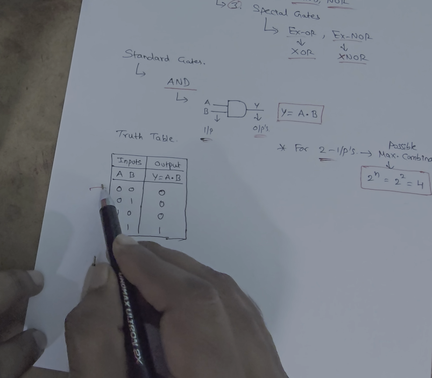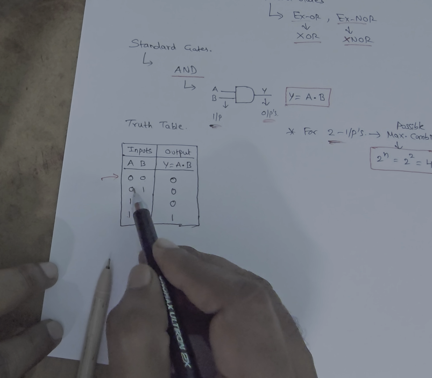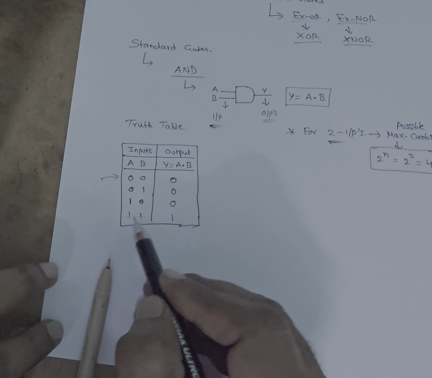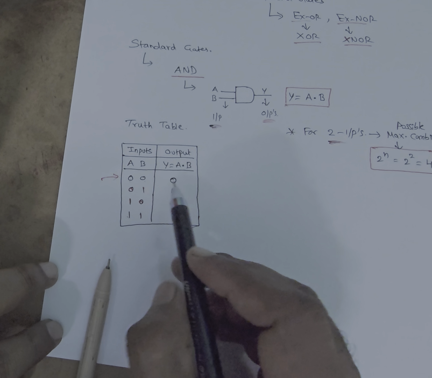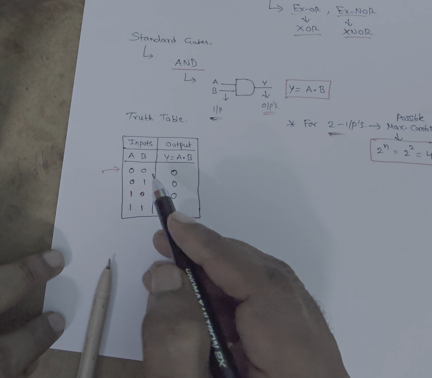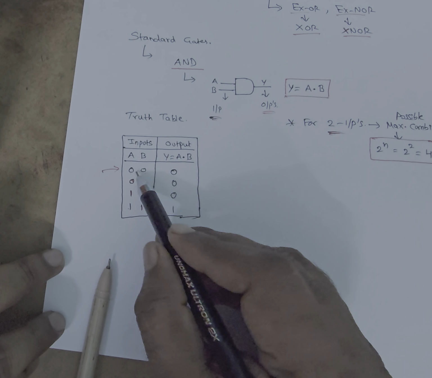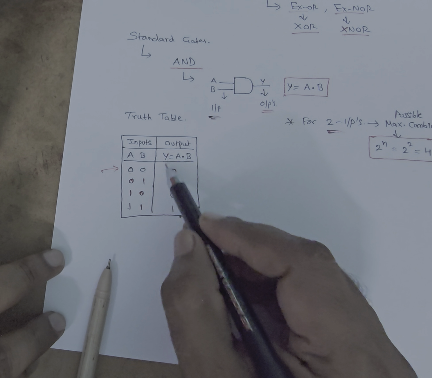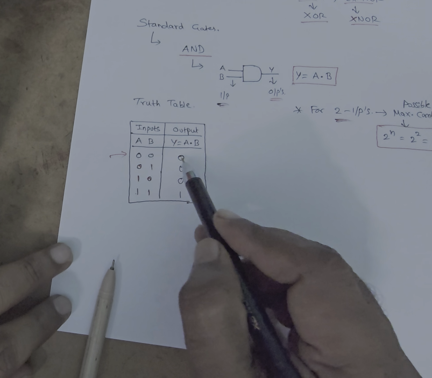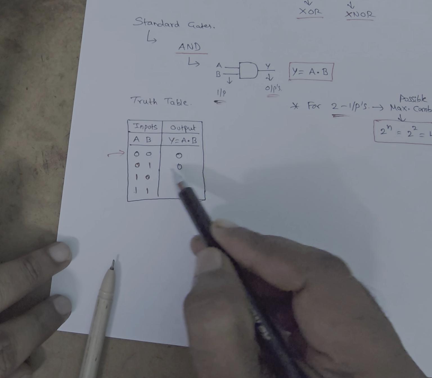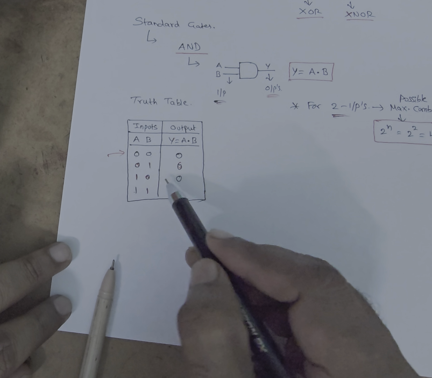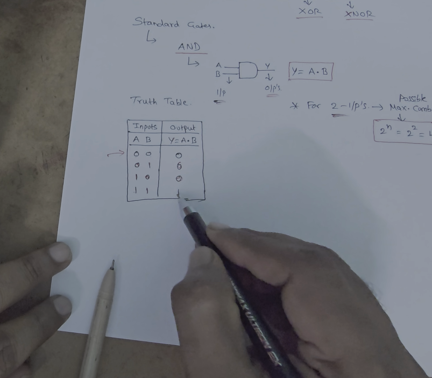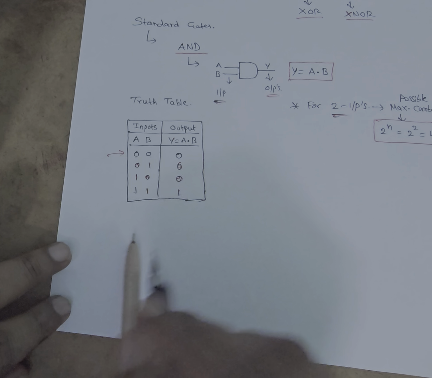What are the 4 possible combinations? First 0 0, next 0 1, 1 0, 1 1. And here these are the possible combinations. For these combinations, the output function y is equal to A into B. So in this A into B, 0 into 0 is 0, 0 into 1 is 0, again 1 into 0 is 0, and again 1 into 1 is 1. So this is the AND gate.